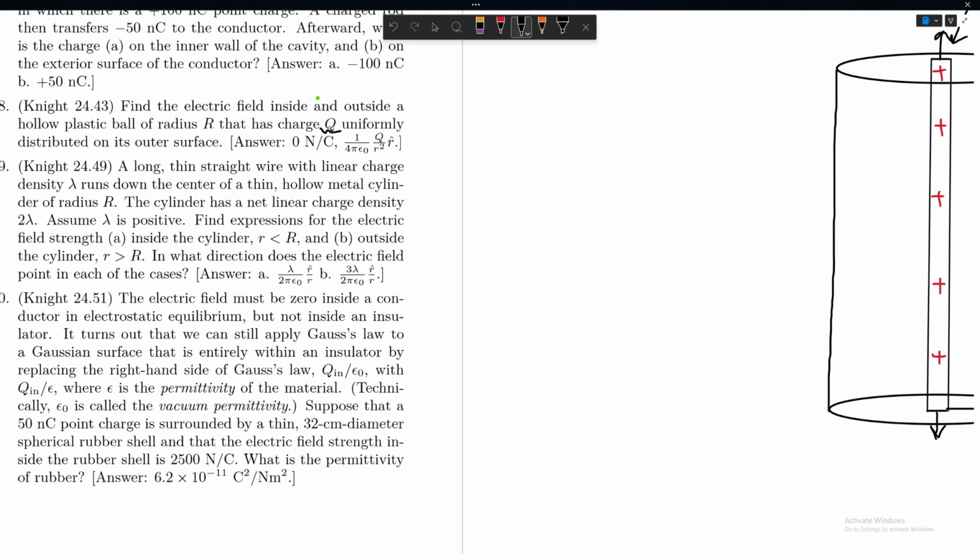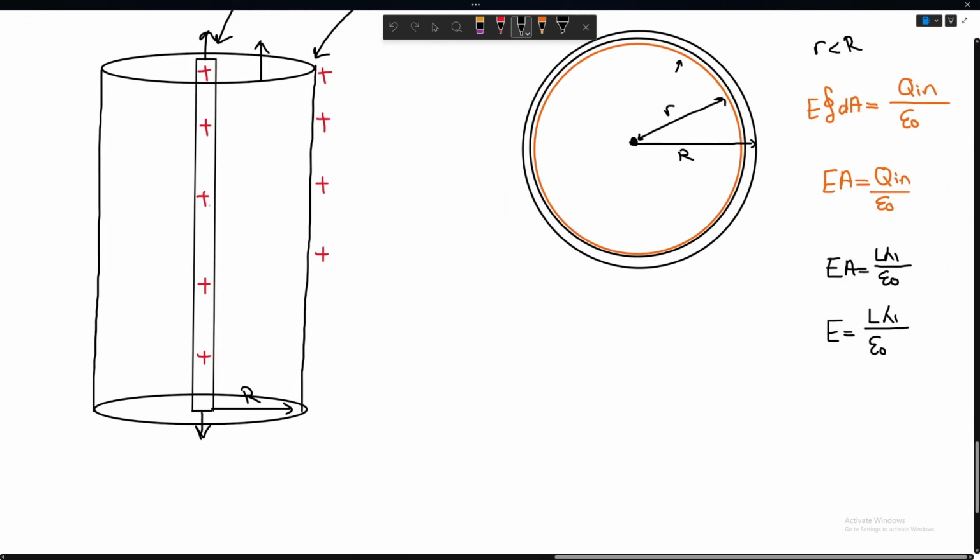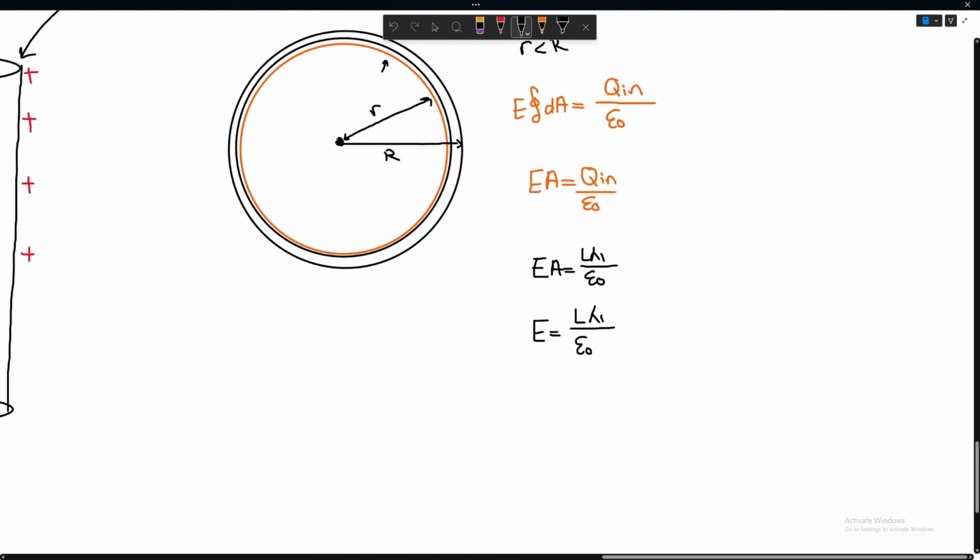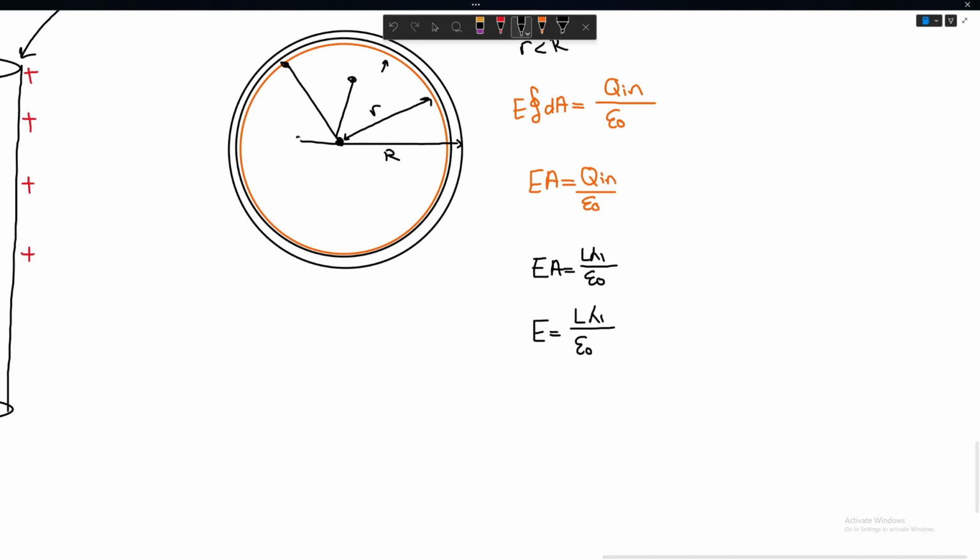There it is. Find the expressions for the electric field strength inside the cylinder. So it's just the electric field anywhere inside here. From this point to this point, from this point to this point, just the electric field at any given point.